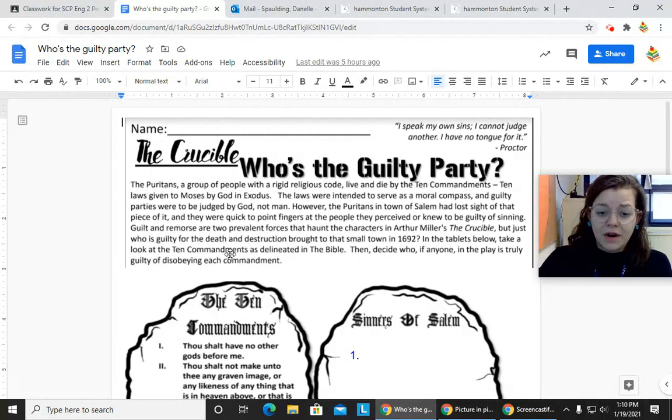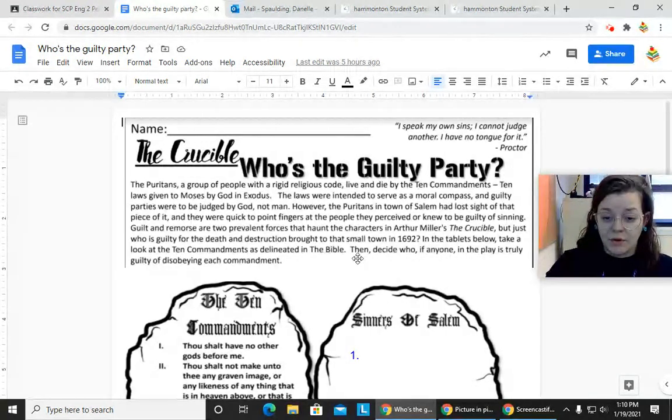Guilt and remorse are two prevalent forces that haunt the characters in Arthur Miller's The Crucible. But just who is guilty for the death and destruction brought to the small town in 1692? Who is really guilty? Who is the reason that all of this happened? In the tablets below, take a look at the 10 Commandments as delineated in the Bible. Then decide who, if anyone in the play, is truly guilty of disobeying each commandment.